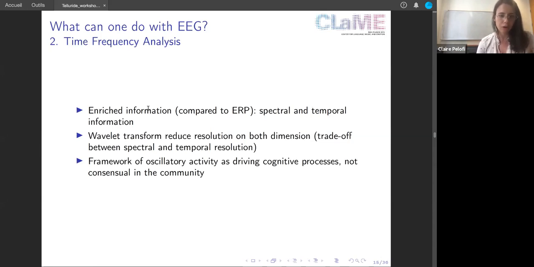And besides, another sort of problem, or at least caveat, with time frequency analysis is it usually falls into the framework of oscillatory activity and the theory that oscillatory activity is driving cognitive processes. And this framework, or this paradigm, is actually not very consensual in the community. So it's going to take a further step to interpret the data, because you're going to have to take a stand on this theory framework, let's say.